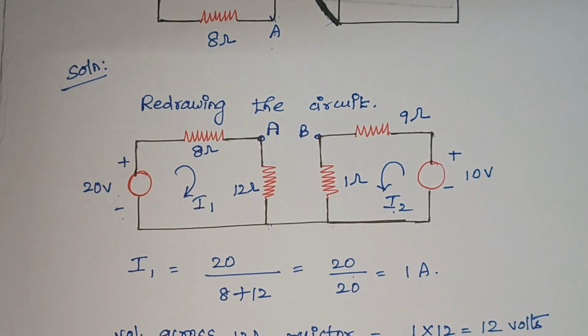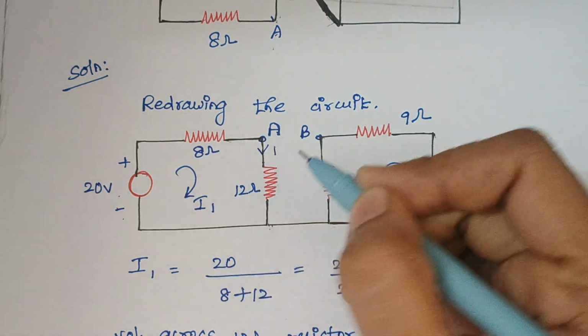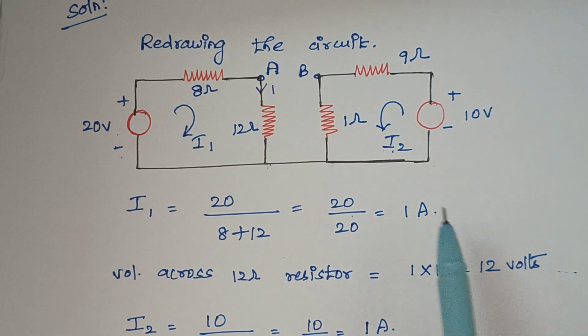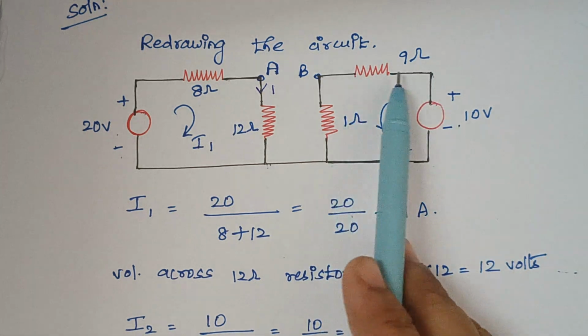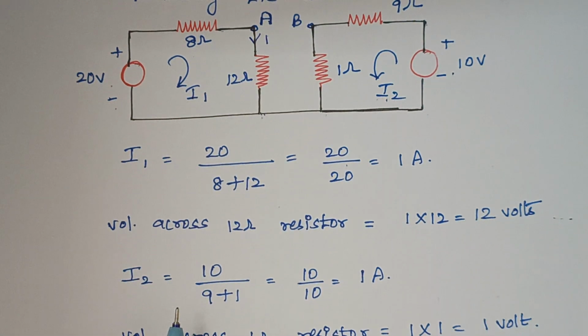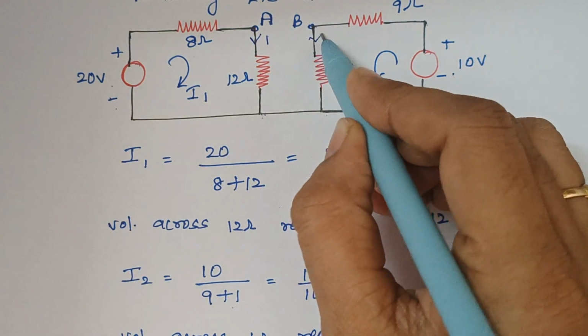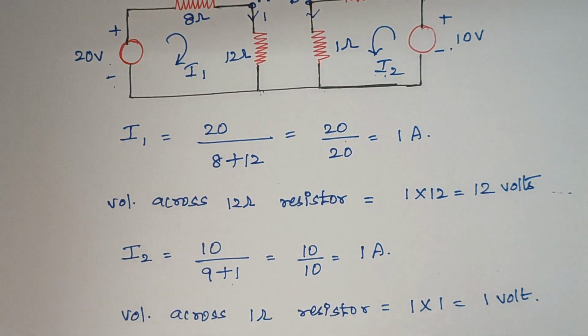So I is equal to V by R. Here the R is 8 plus 12, so the answer is 1 amp. Therefore, the voltage across this 12 ohm resistor, because the current flowing is 1 amp, is 12 into 1, that gives 12 volts here. The next thing is I2. Again the same way, we have a voltage source and these two resistors. So I2 is nothing but 10 divided by 9 plus 1. That gives the answer as 1 amp. So this 1 amp current flows like this. Therefore the voltage across this 1 ohm resistor is 1 into 1, which is nothing but 1 volt.